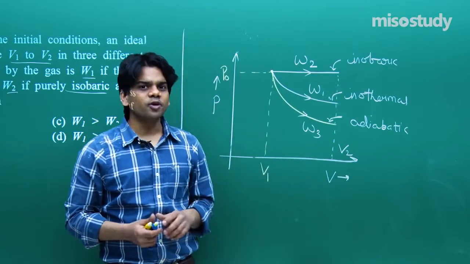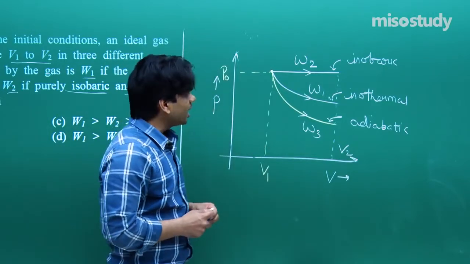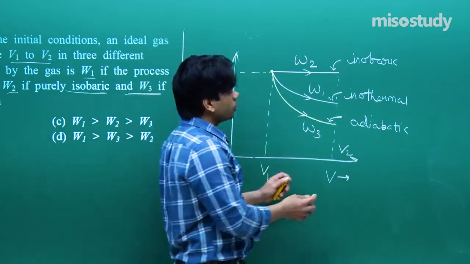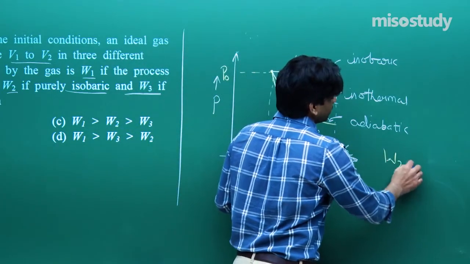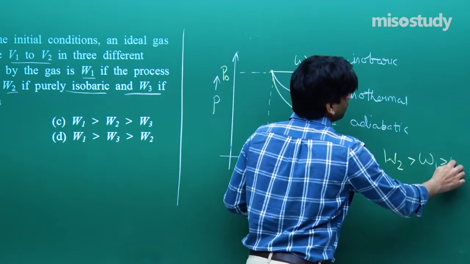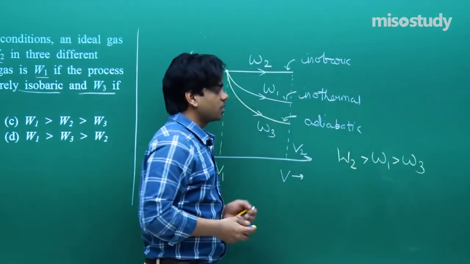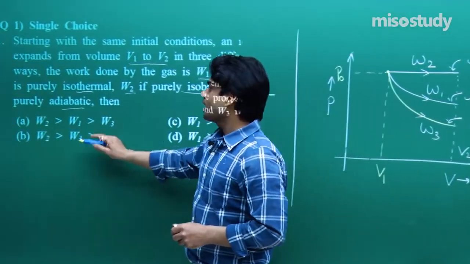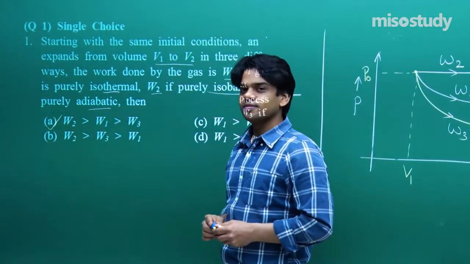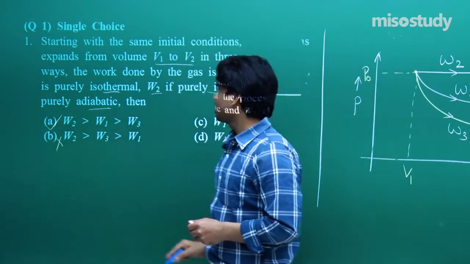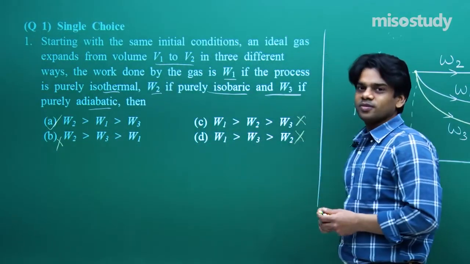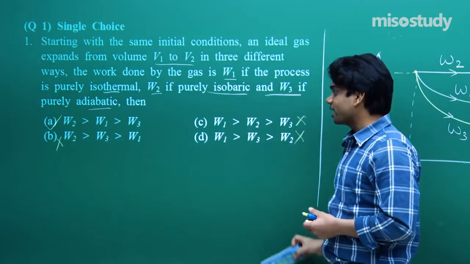It's a very good learning question, from which you can learn how the work is related in all the 3 cases. So W2 is maximum, then we have W1 and then W3. W2 is greater than W1, which is greater than W3. Option A matches with the right answer. Next, B will be incorrect. C, W1 is max, no. D, W1 is max, no. Maximum is W2, that is what we are getting.